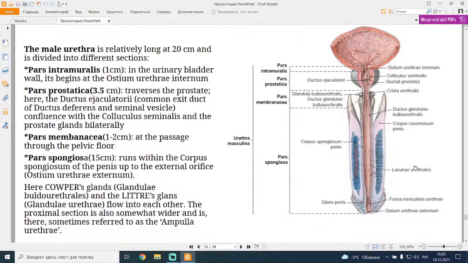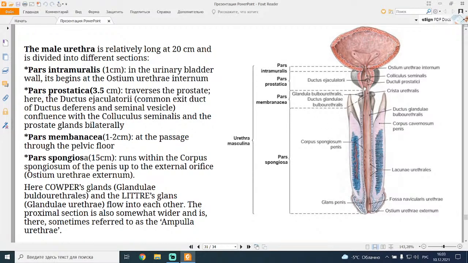The male urethra is relatively long at 20 centimeters and is divided into different sections: pars intramuralis, 1 centimeter, pars prostatica, pars membranacea, and pars spongiosa. Pars intramuralis is in the urinary bladder wall. It begins at the ostium urethrae internum.